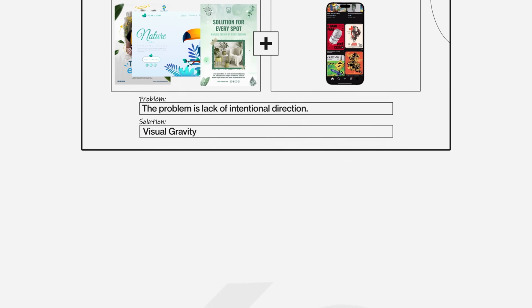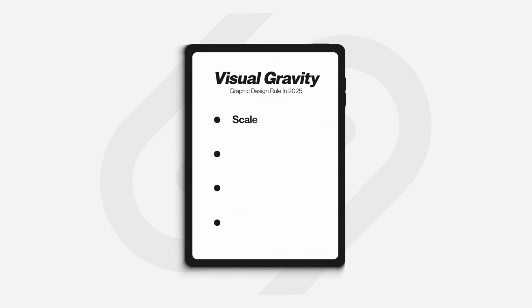And the four key forces of visual gravity are scale plus motion, contrast 2.0, emotional gravity, and interactivity bias. And these are what separate forgettable designs from the ones that make people stop, feel, and then remember.